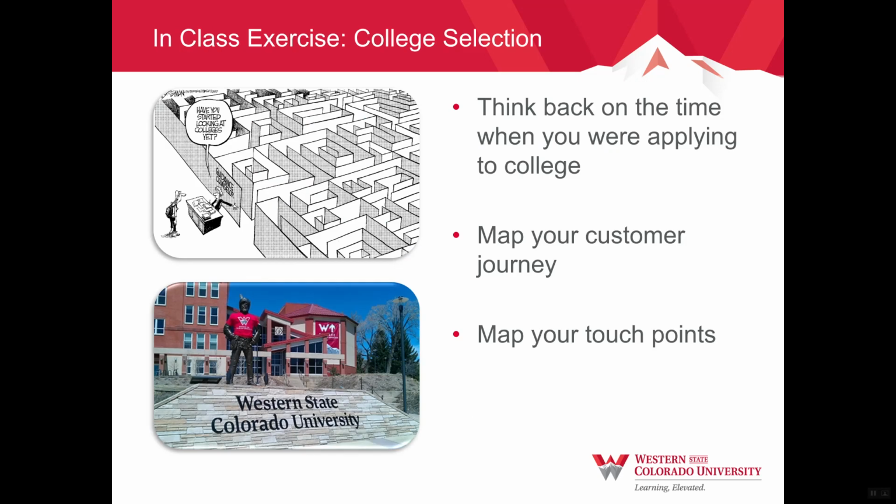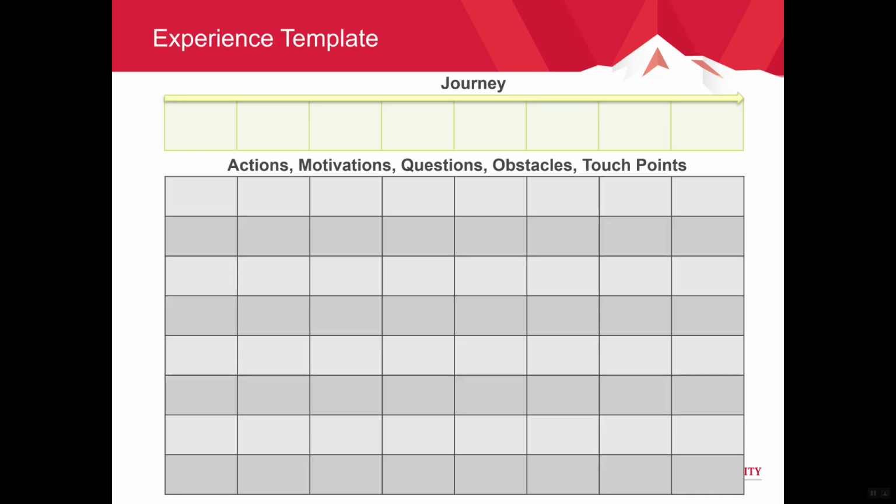So what I'd like you to do, and this picture's old as well because we still got state in there, but think about the time when you were applying to colleges. I'd like you to map your journey a little bit and map your touch points with this. This is what the form or the paper will look like in Canvas. I'm asking you to look at your journey.